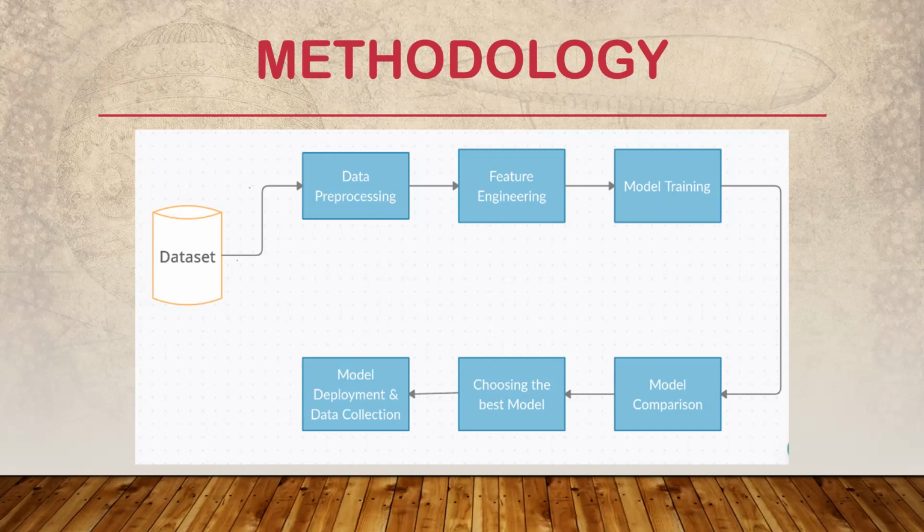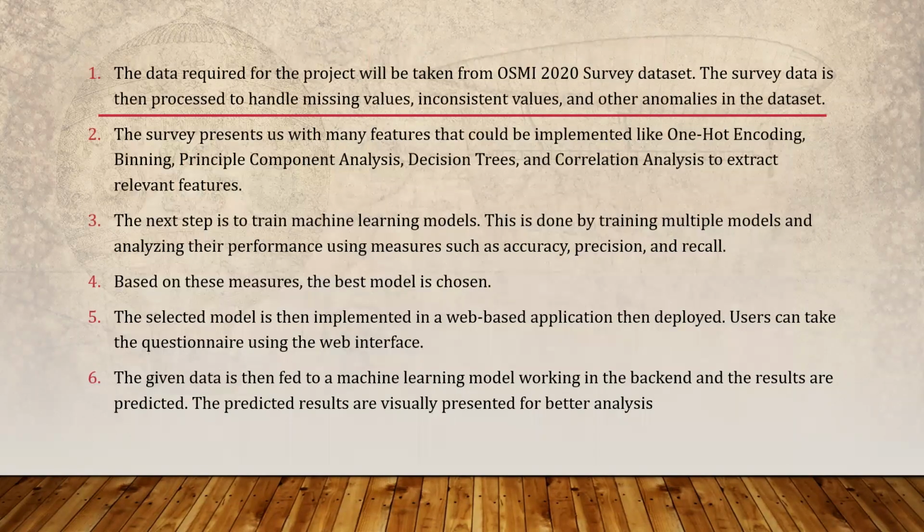The next step is to train machine learning models. This is done by training multiple models and analyzing their performance using measures such as accuracy, precision, and recall. Based on these measures, the best model is chosen. The selected model is then implemented in a web-based application and then deployed. Users can take the questionnaire using the web interface. The given data is then fed to a machine learning model working in the backend, and the results are predicted. The predicted results are then visually represented for better analysis.